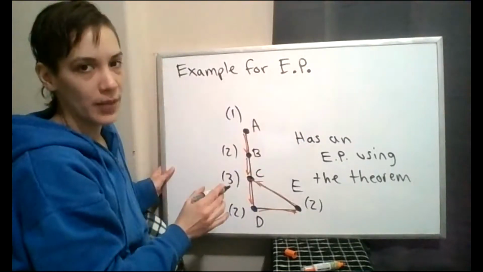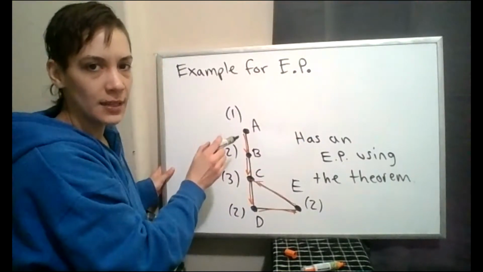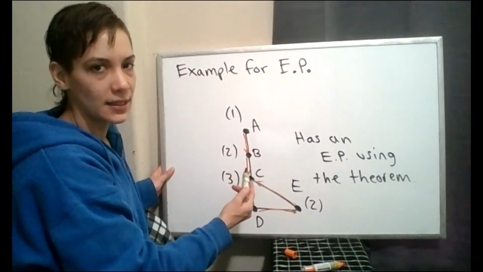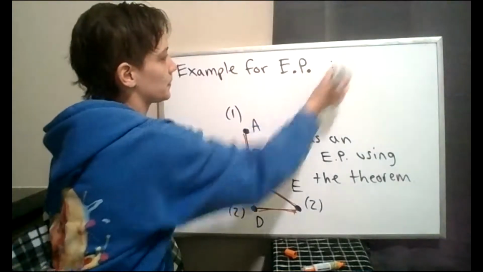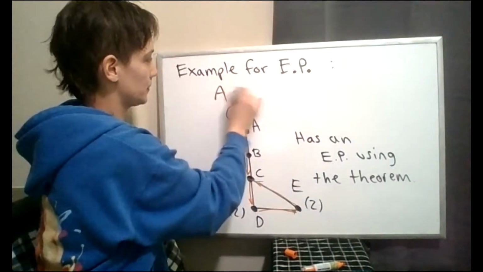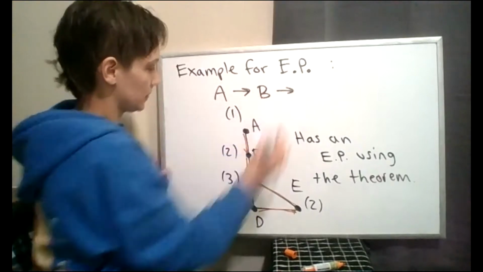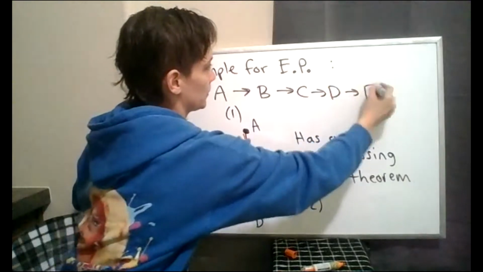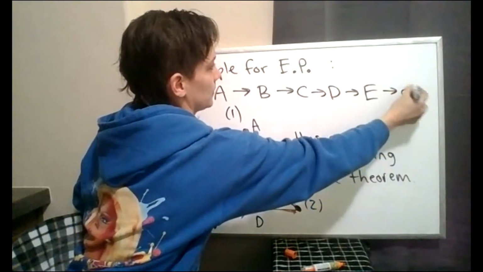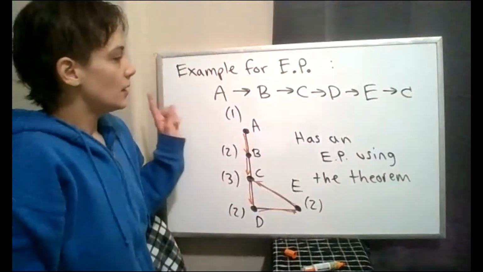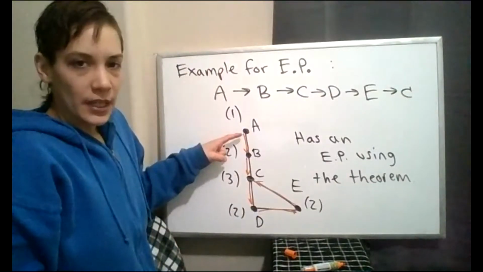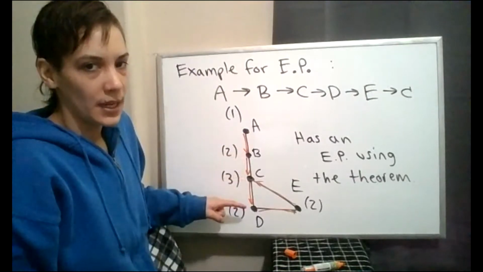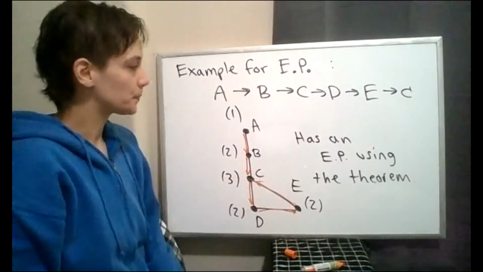Okay, so I did find another path. It goes from A to B to C to D, E, and back to C. So I went from each vertex to the next using an edge. I used every edge one time, and I used all of the edges.